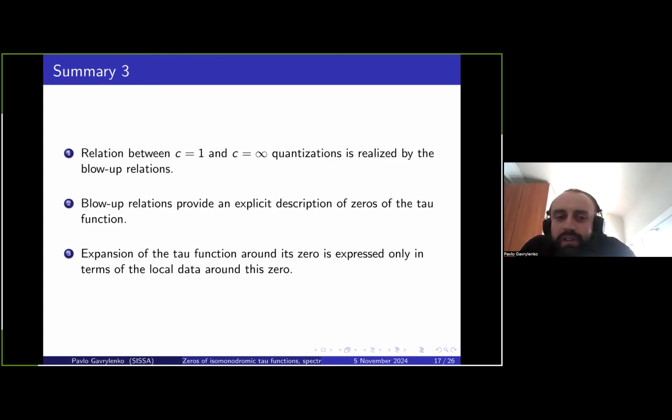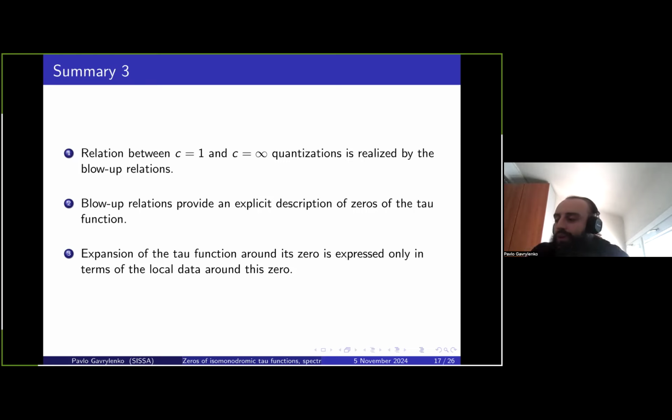the summary of this part is the following. So these C equals 1 and C equals infinity quantization conditions are equivalent because of this C equals infinity limit of the block equations. These block equations themselves, even without relation to quantum mechanics, describe positions of zeros of isomonodromic tau functions in some more or less explicit form.